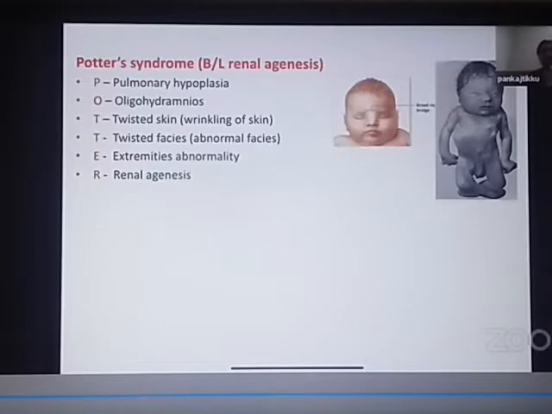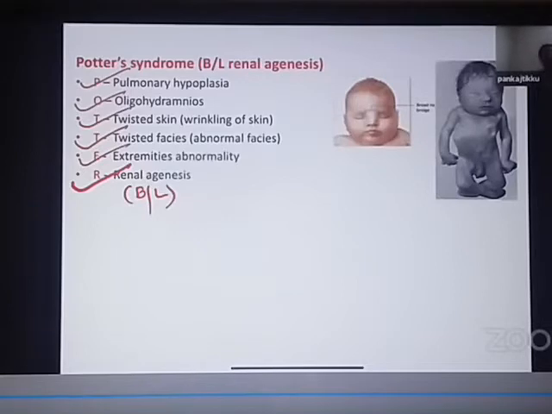So in Potter syndrome, the primary abnormality is bilateral renal agenesis. But what are the other problems that can be associated with Potter syndrome? There will be pulmonary hypoplasia. So P stands for pulmonary hypoplasia. O stands for oligohydramnios. T stands for twisted skin, so there will be wrinkles present on the skin. Another T stands for twisted fascias, so there will be abnormal fascias. E stands for extremity defects. And then all of them are associated with bilateral renal agenesis.